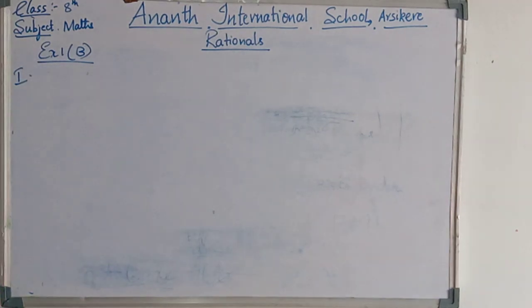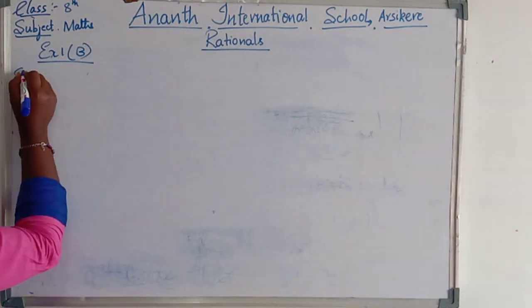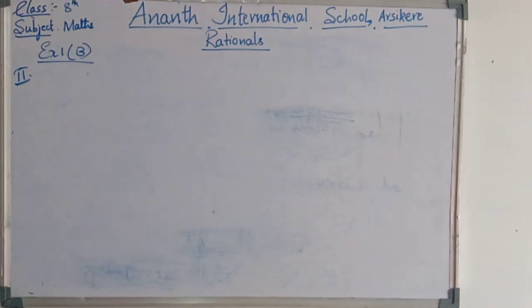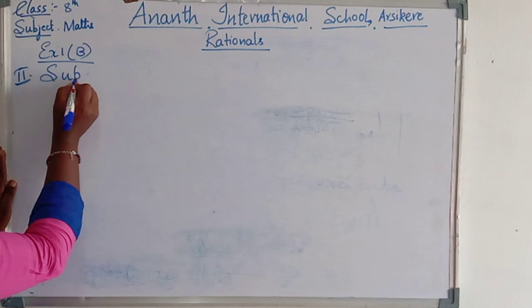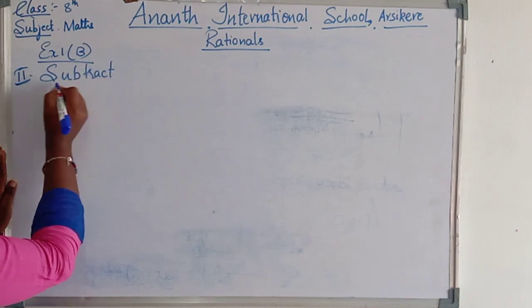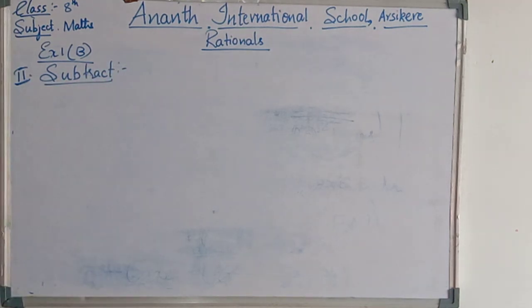Next one is the second main. Second main sums, let them do the second main sums. The second main sum also has the heading subtract. There also they have given two rationals only. When they have given two rationals, you should verify the closure property here.